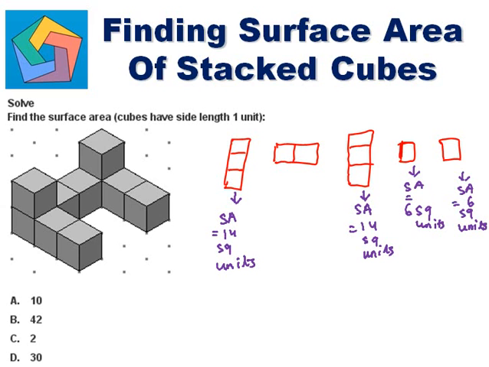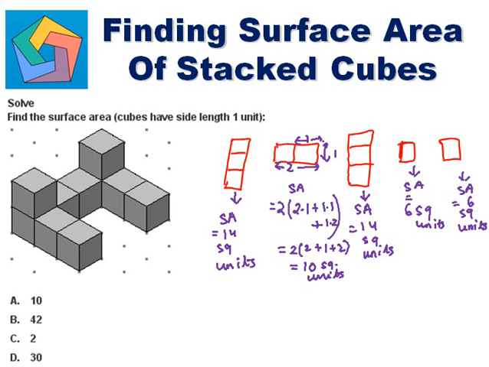Let's calculate for the side length 2. This is 2 length, width will be 1 and height will be 1. So surface area will be 2 times (LW, 2 times 1, plus WH, 1 times 1, plus HL, 1 times 2). 2 times (2 plus 1 plus 2), 2, 4, 5. So 10 square units.